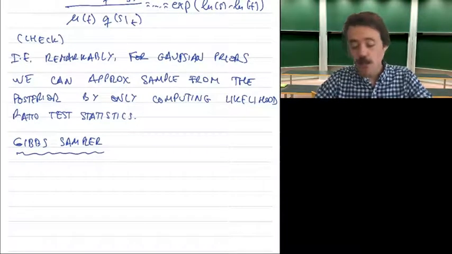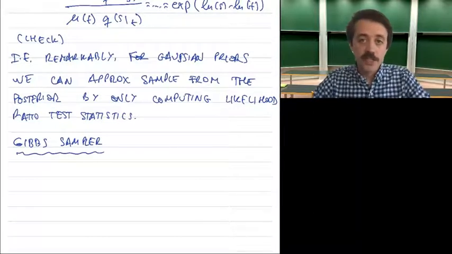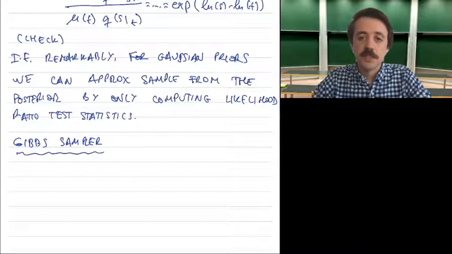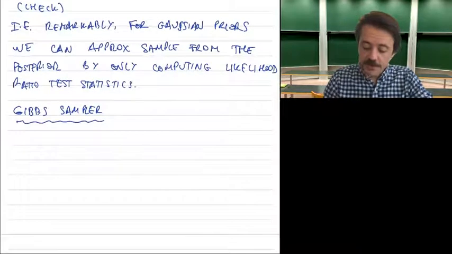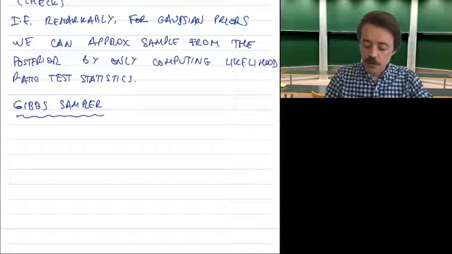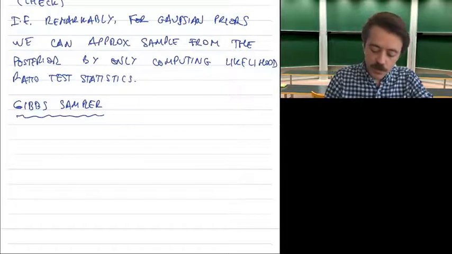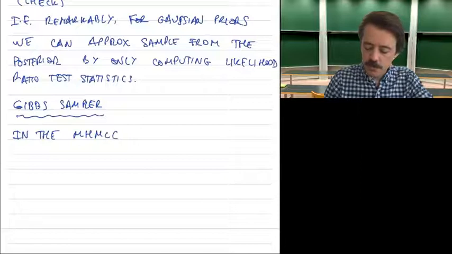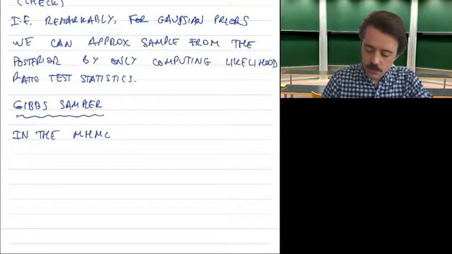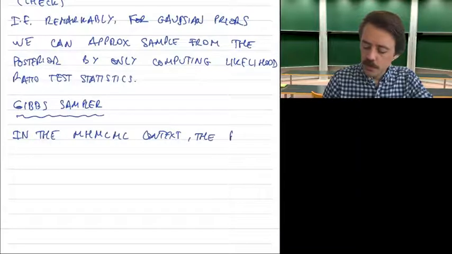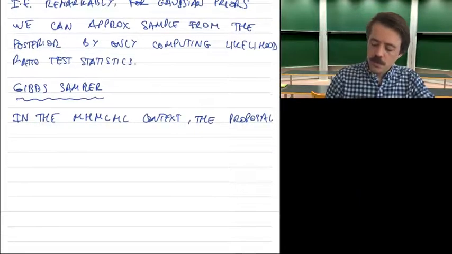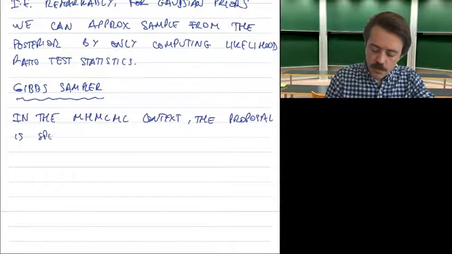And in fact, it is quite important in itself because there are several generalizations of it that really don't fit this MH MCMC setting. Okay, so what is the idea here for the proposal? Well, let's just go straight away to the proposal. In the MH MCMC context, the proposal is specified through the following.